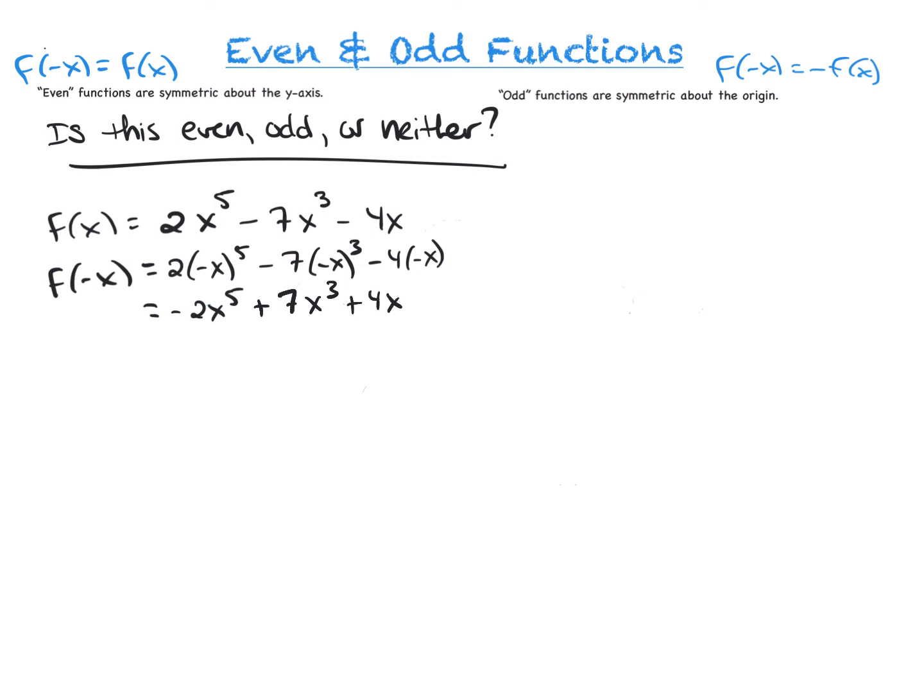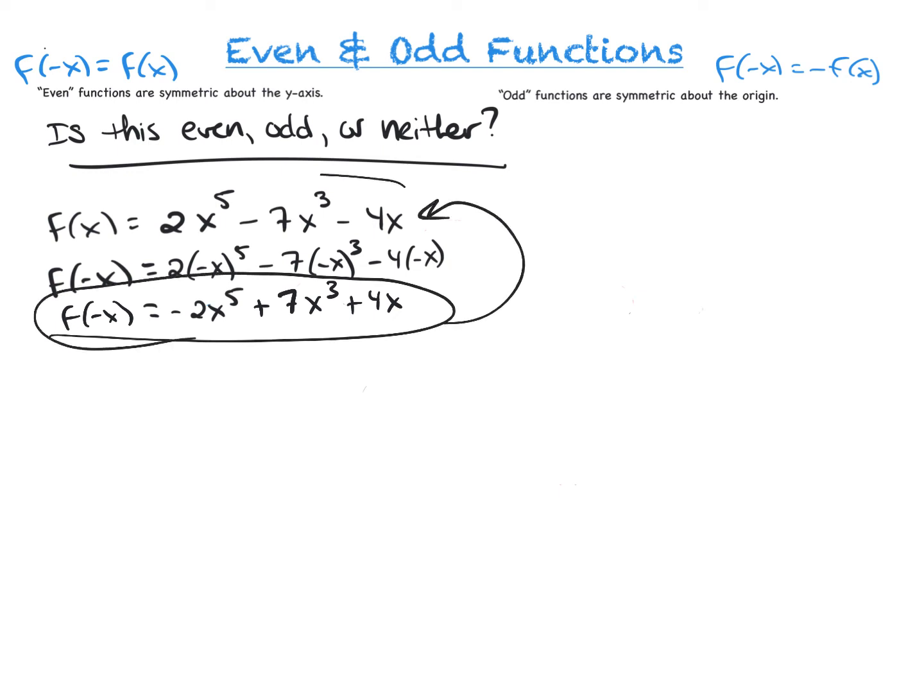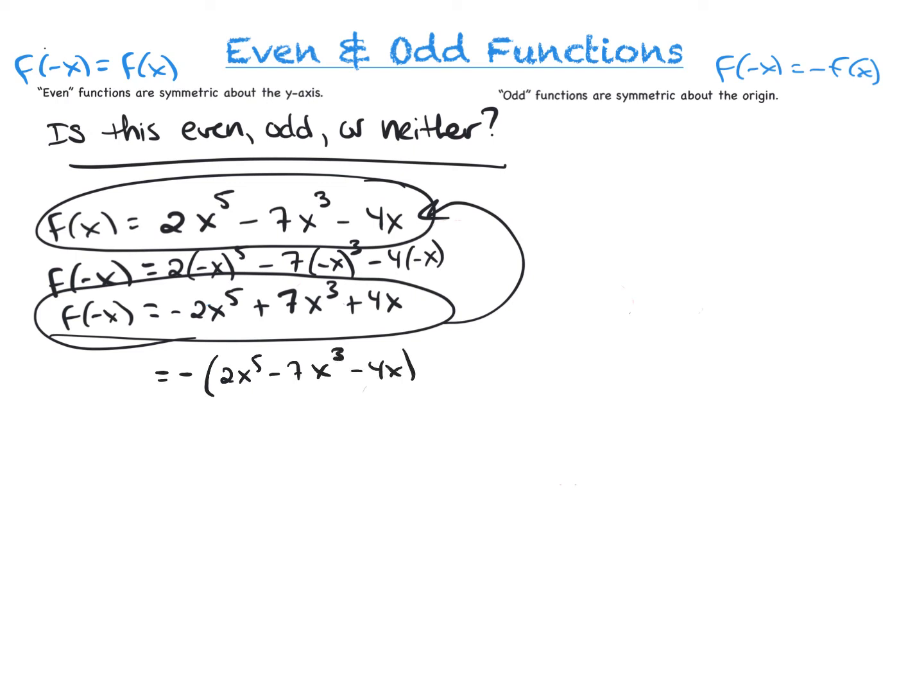So what I want you to notice about this is that f of negative x has opposite signs in every way compared to f of x. Where it has a negative 2x to the fifth, f of x has a positive 2x to the fifth. Where it has a positive 7x to the third, f of x has a negative 7x to the third, and a plus 4x is a minus 4x. So if I were to factor out that negative, I could write negative, 2x to the fifth minus 7x cubed minus 4x, which would be the same as negative f of x. So this is an odd function.